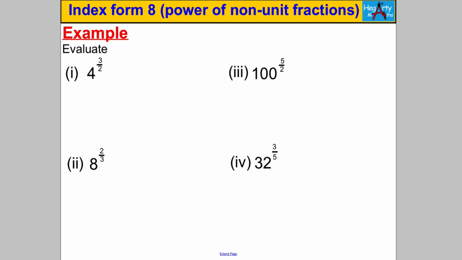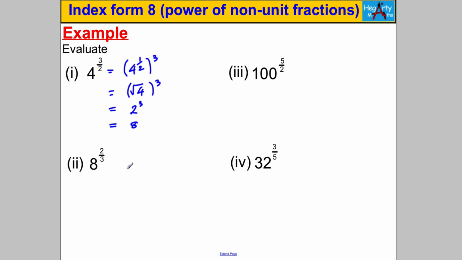Here's the first set. Evaluate the following. So I look at that and I say, right, that's 4 to the half all cubed. I know what 4 to the half means. It means the square root of 4 cubed. The square root of 4 is 2, so that's 2 cubed, and the answer is 8.